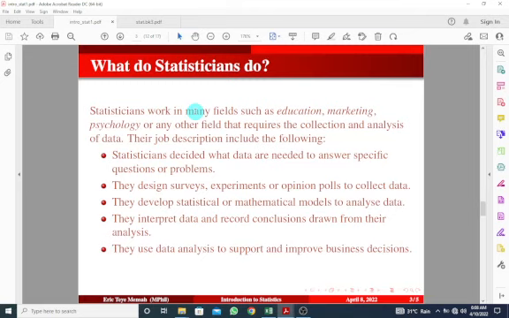The next thing is that they use data analysis to support and improve business decisions. And I think this is another key job description, because if you can recall during the COVID-19 period, it was statistics that informed many governments, stakeholders, and state governors to put certain regions and states on lockdown. It was as a result of statistics. The information that was obtained enabled the government and other key stakeholders to take certain decisions, right?